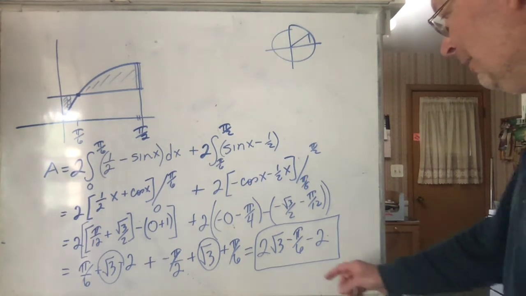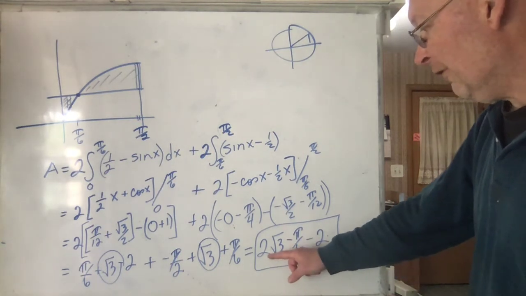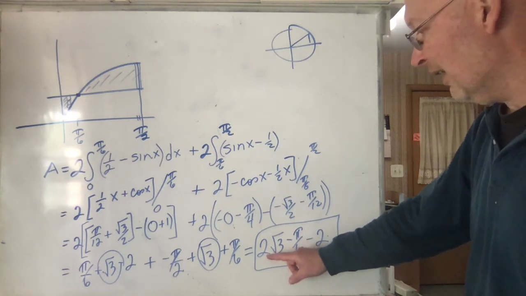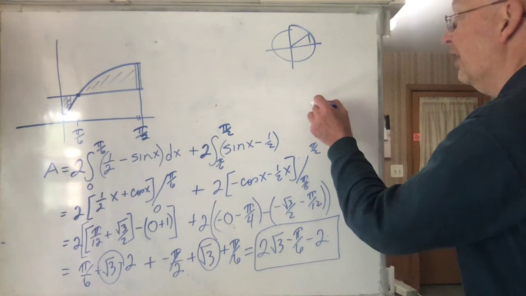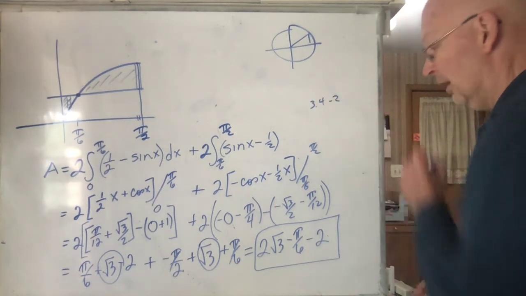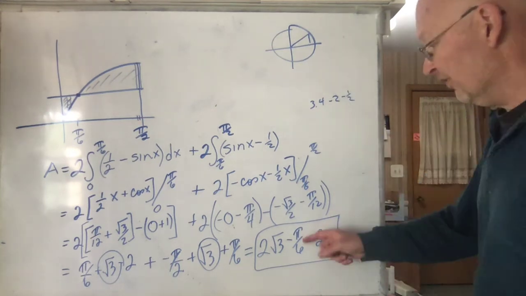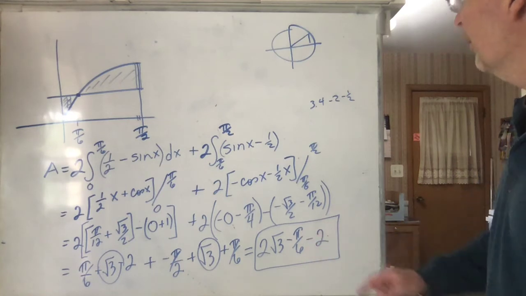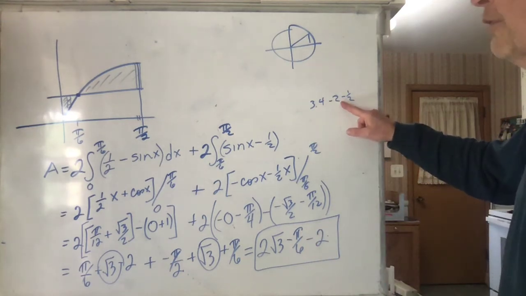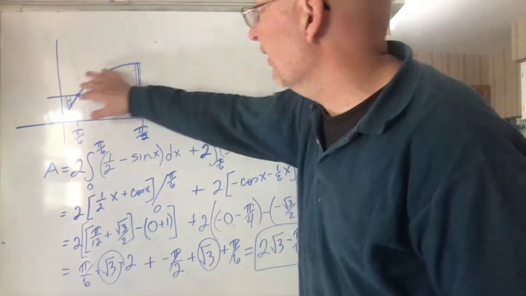Let's see. That's roughly, square root of 3 is about 1.7, something like that. So that would be about 3.4, and then you're subtracting 2, and then you're also subtracting about 1/2. Pi over 6 would be roughly 3 over 6, about 1/2. So it'd be roughly 3.4 minus 2.5, which is roughly 1. So basically, it would say that the total area underneath that thing would be roughly 1.